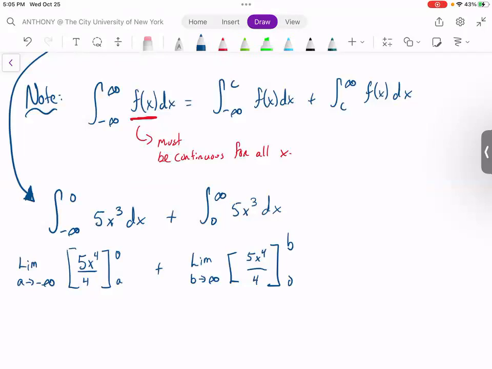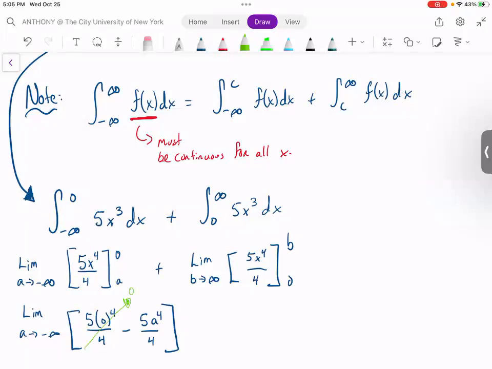All right, let's look at the first limit. The first limit would be just rewriting it. We'll get 5 times 0 to the 4th over 4 minus 5a to the 4th power over 4. Well, the first piece, 5 times 0 to the 4th over 4, is just going to be what? That's just going to be 0. So this entire piece is 0.